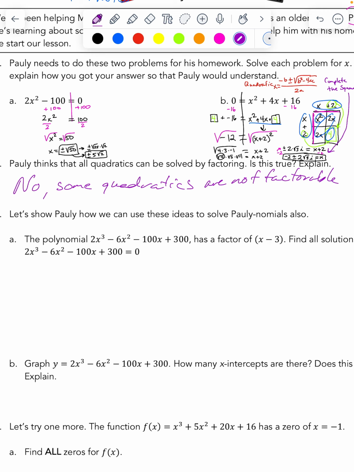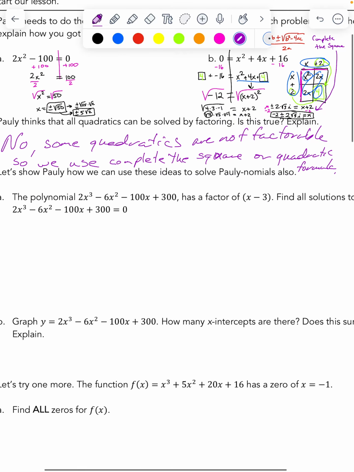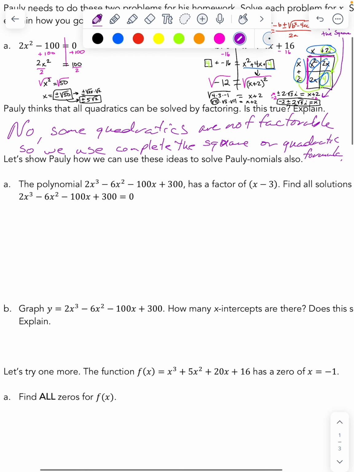And for the ones that aren't factorable, we have methods that we can choose: complete the square, or we could use the quadratic formula. They both will work. It's just which one you prefer between those two if it's not factorable. So it says, let's show Pauly how we can use this with polynomials.